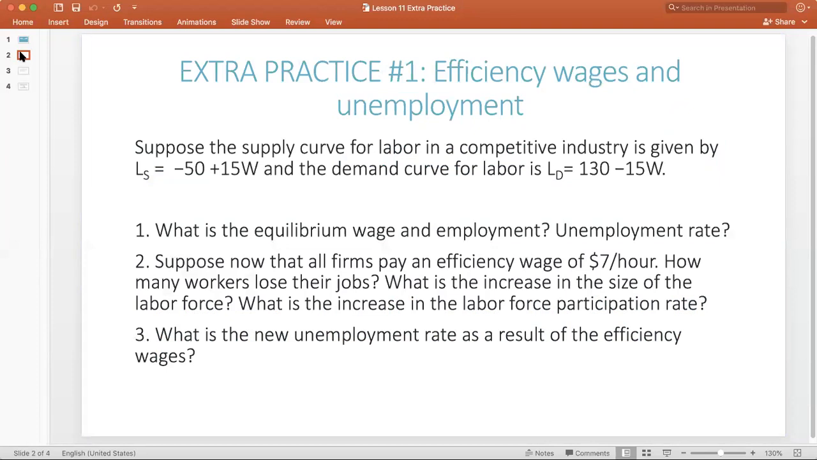So suppose the supply curve for labor in a competitive industry is given by LS equals minus 50 plus 15W, and the demand curve for labor is labor demand equals 130 minus 15W. So number 1 says, what is the equilibrium wage and employment, and what is the unemployment rate? So the first part, equilibrium wage and employment, we've done dozens of times by now, so I'm going to move through this pretty quickly.